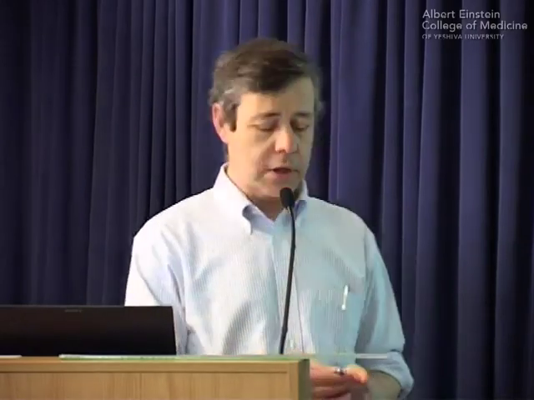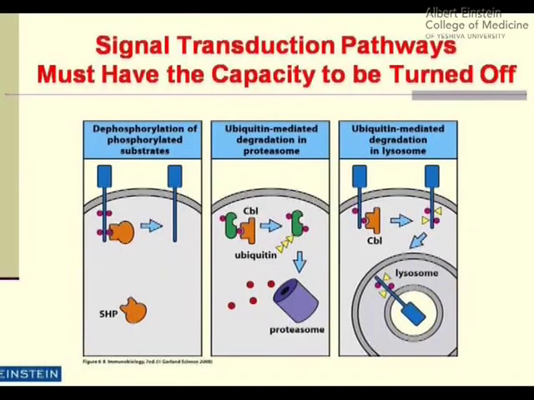Now, in addition to being able to be turned on, as I mentioned, you also want to be able to turn off signal transduction pathways. The way you would turn off a kinase activated pathway is you dephosphorylate it. You bring in a phosphatase, you remove the phosphate residues, and now it's turned off. In this case, SHP is a well-known phosphatase involved in T-cell signal transduction. It comes on and sucks off those phosphorylated moieties, and now it becomes an inactivated signal transduction molecule.